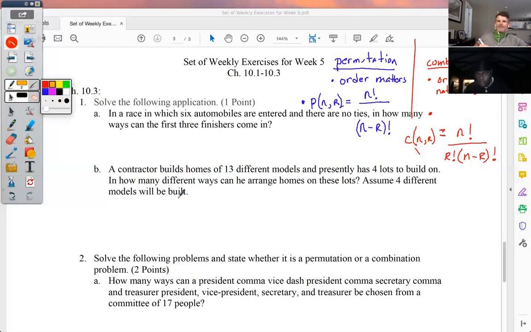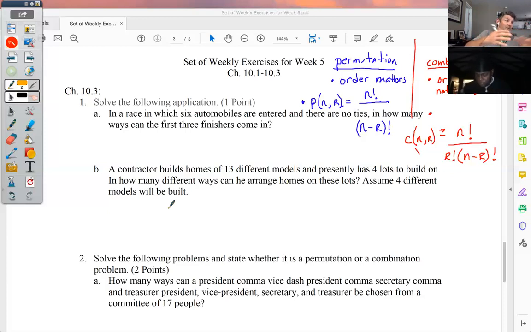Ready? Number one. What I want you to think about as I'm reading this out loud is, does the order matter? In the context of this question, does the order of whatever they're talking about matter? I don't even want you to hear anything else about the question besides that. In a race, does order matter? In a race, yes, because you're either first, second, or last, right?